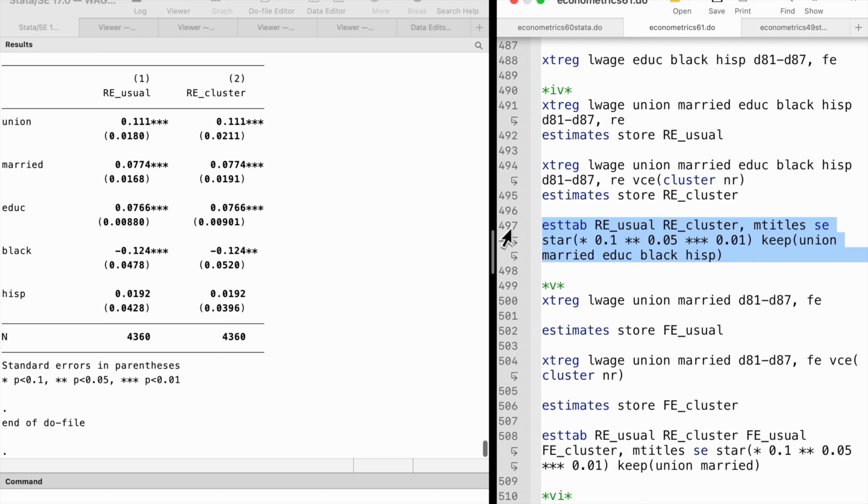From the table, we see that most cluster-robust standard errors are larger than the usual ones, but it does not substantially change the statistical significance of the variables. All the coefficients seem reasonable. Wages are estimated to be higher for union members and married workers. More education results in higher wages. On average, black people earn less than white people, and there's no significant wage gap between whites and Hispanics.